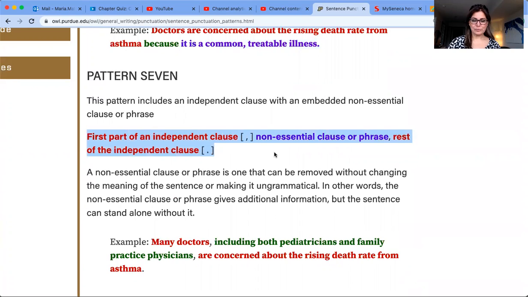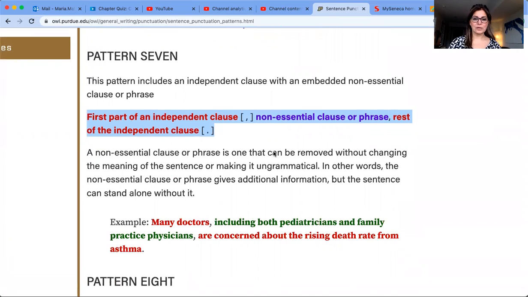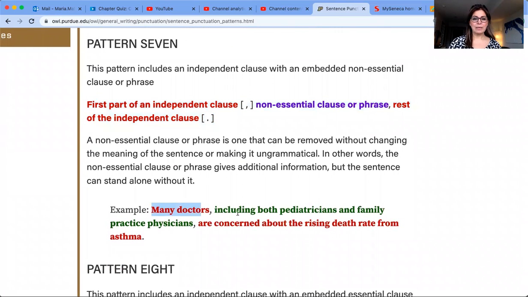First part of a sentence. When you have an independent clause at the beginning, you need to have a comma, and then we have a non-essential clause or phrase. You have another comma after that, then the rest of the clause will follow. For example, "Many doctors, including both pediatricians and family practice physicians, are concerned about rising the death rate from asthma."